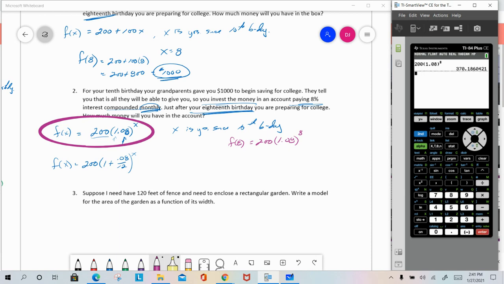So if the interest is only compounded annually, once a year, oh, nope, sorry, I made another mistake, didn't I? Because they didn't give us 200 to start with, they gave us the 1,000. I apologize for that. So this should not be 200. That should be 1,000. So let's do this again. 1,000 times 1.08 to the 8th. Okay, that's better.